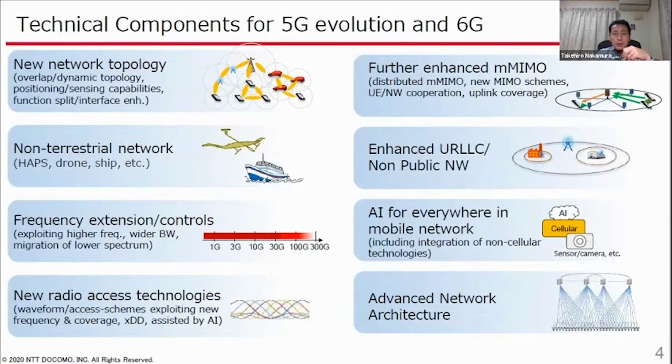And on the right-hand side, enhanced MIMO, massive MIMO, and enhanced URLLC or non-public networks will be continuously enhanced. And AI for everywhere in the mobile network. AI technology can be used to improve the performance of the radio systems. And also we should consider some kind of integration of non-cellular technologies, not only Wi-Fi, but also Bluetooth or satellite and so on.